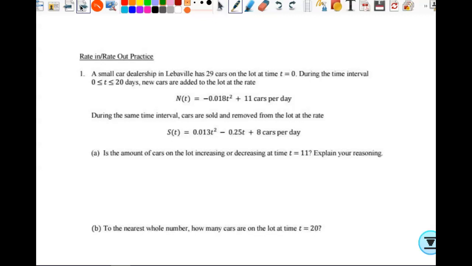You ready? This is a small car dealership in Lebanon, has 29 cars in a lot. At time t equals 0. You are not even listening to me. A of 0 equals 29. Okay, during the time interval, new cars are added. And so this is my rate in. During the same time interval, that's important, right? They're sold and removed. So this is rate out.